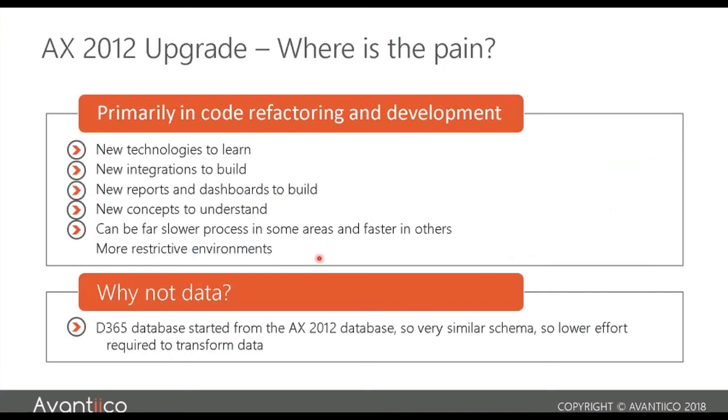But on the positive side, the database schema in 365 is very, very similar to 2012 R3. All the concepts are there. Surrogate keys, financial dimensions, inventory dimensions, released products, the global address book. A lot of those concepts are still there. So if you're running 2012, you've got a real advantage there.